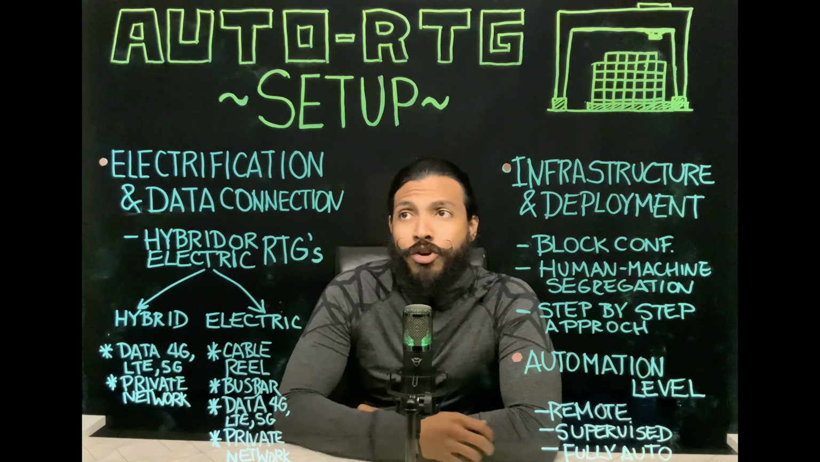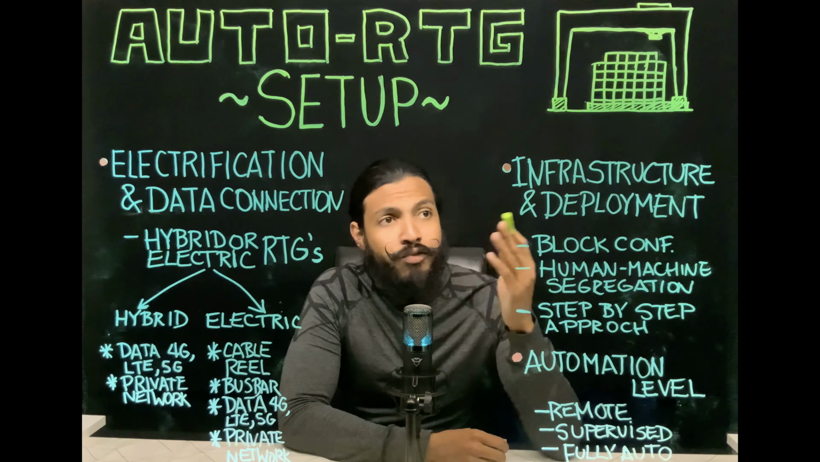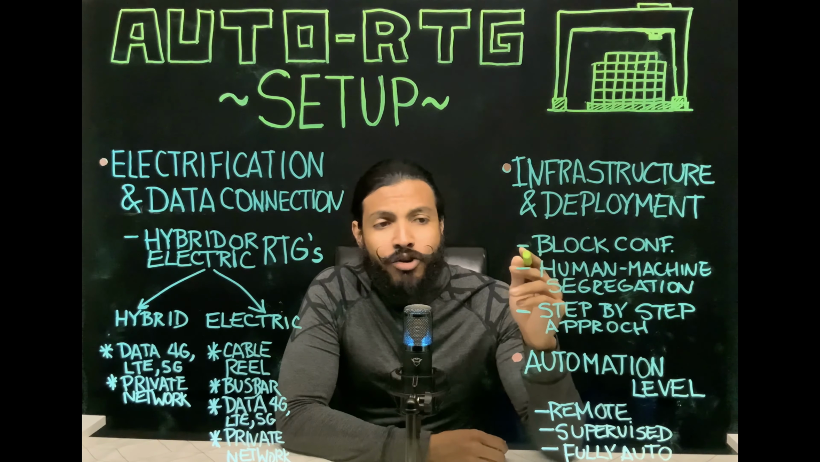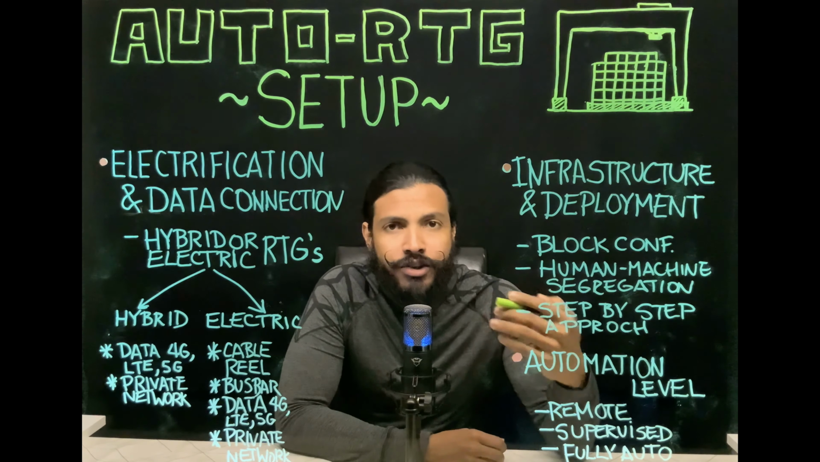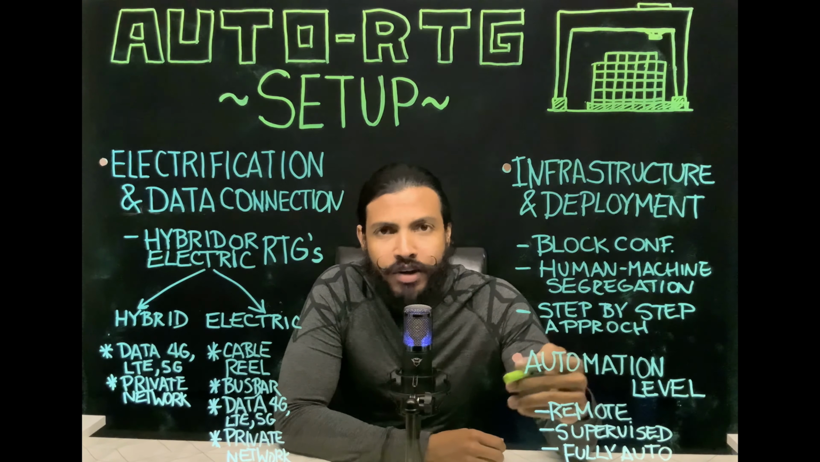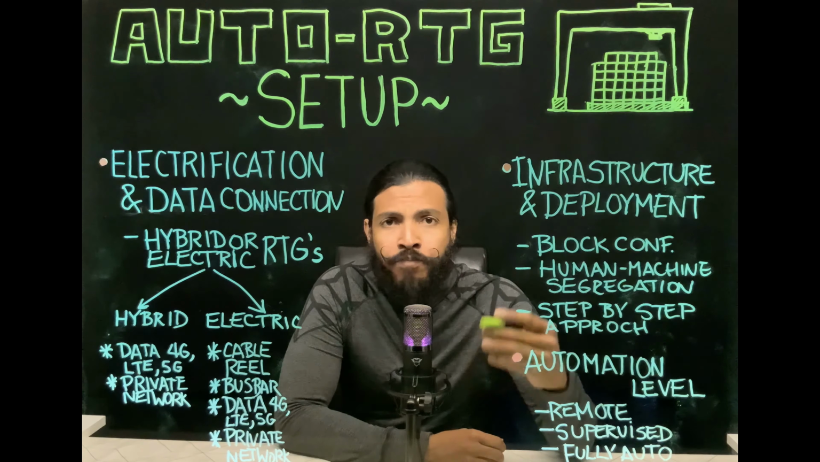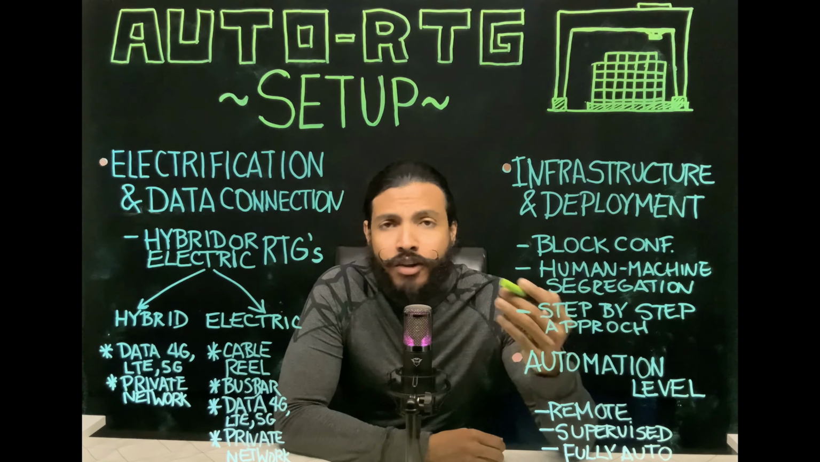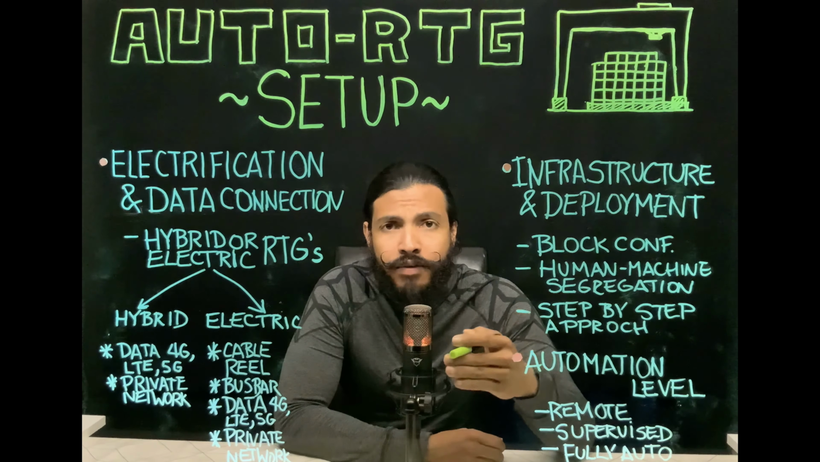Okay, so now you have the electrification and data connection aspect. You take a look into the infrastructure and deployment. Now you should consider what will be your automation level and how you will reach there. We have different automation levels. You will start with the remote operation. So basically the crane operator will be at a specific site, probably in an office. It will be 1 versus 1.